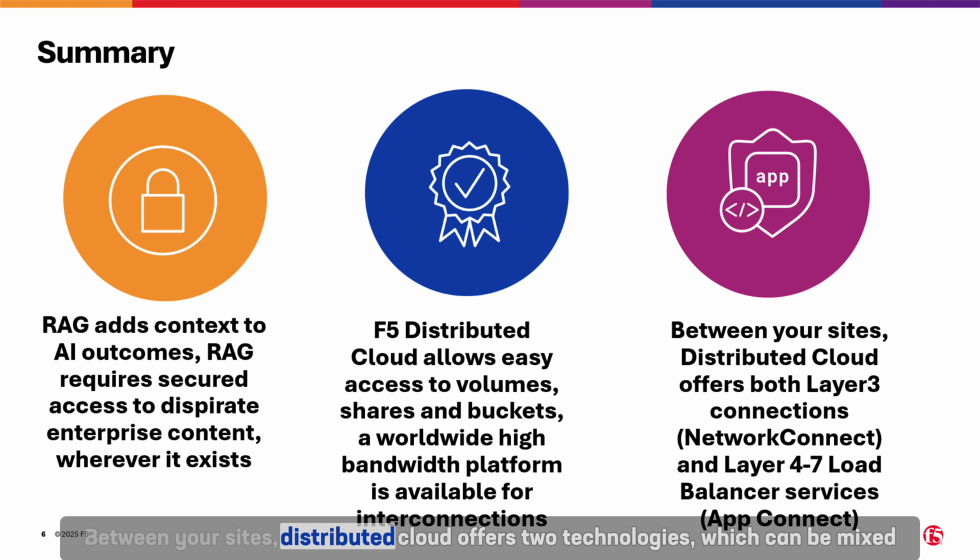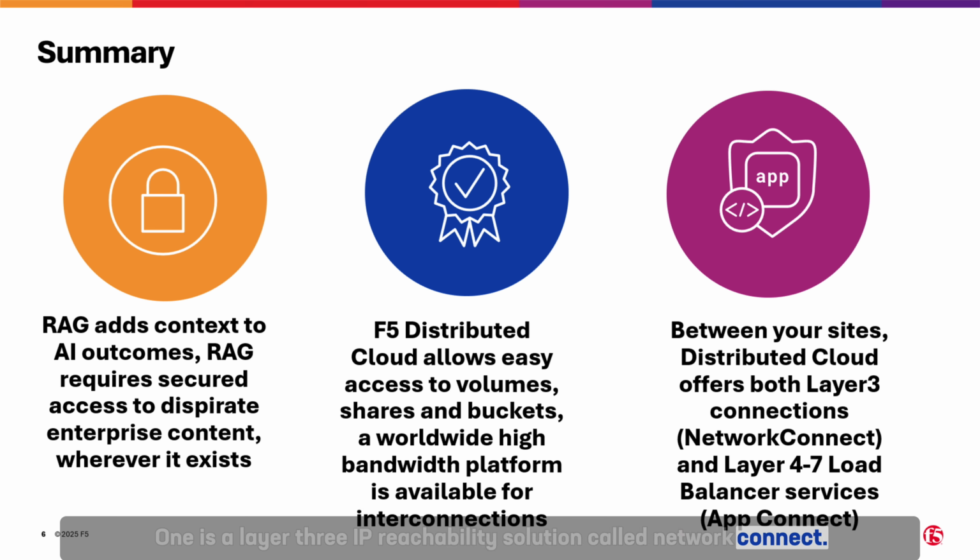Between your sites, Distributed Cloud offers two technologies which can be mixed in many cases. One is a layer 3 IP reachability solution called network connect. Essentially, sites on the inside interfaces can talk to other sites' inside interfaces or inside VLANs. The other approach is a traditional L4-7 load balancer service where origin pool members are projected to very specific consumer sites in your organization.